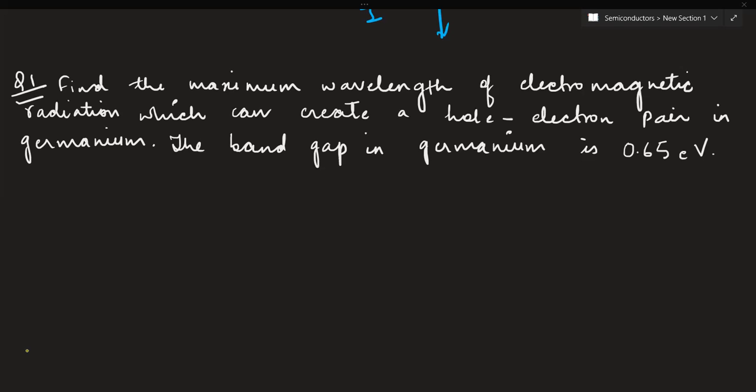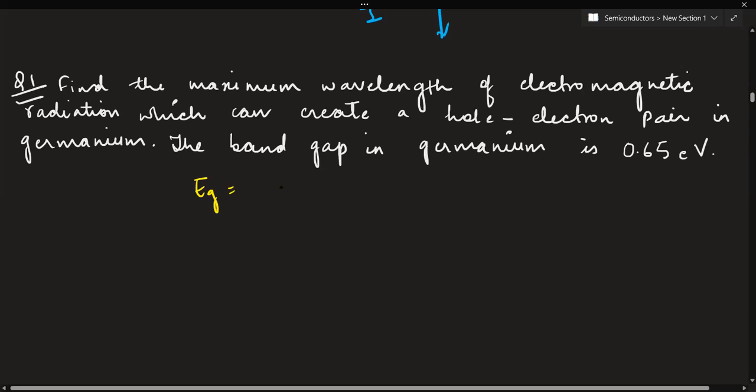So see, the energy band gap Eg is given to us as 0.65 electron volts. If we convert it into joules, this will be 0.65 multiplied by 1.6 into 10 to the power minus 19 joules. This will be the energy band gap in terms of joules. Now see, this is the minimum energy required to push an electron from valence to the conduction band, or to create a hole-electron pair, which is mentioned in the question.